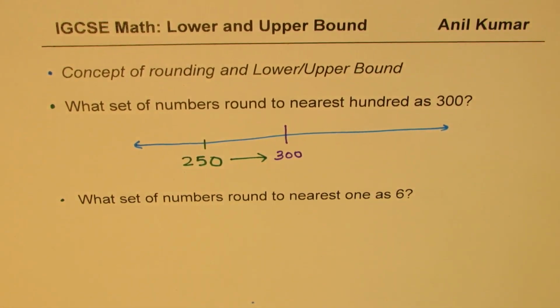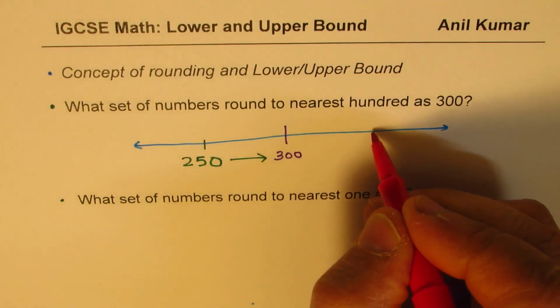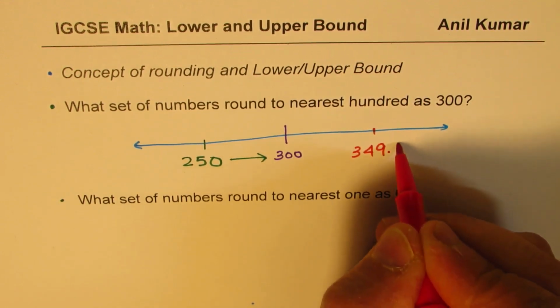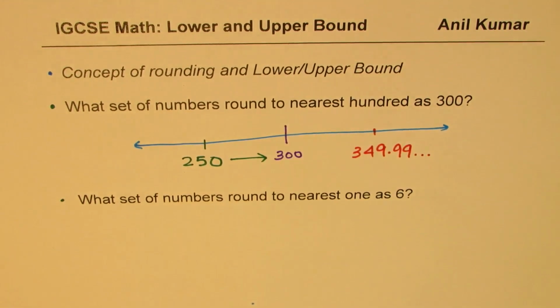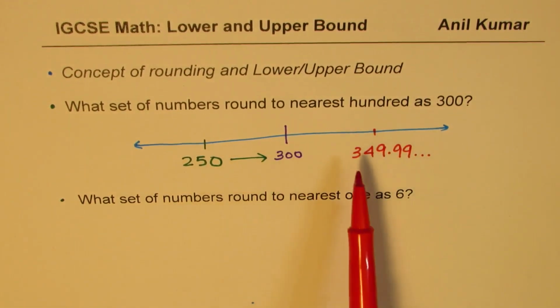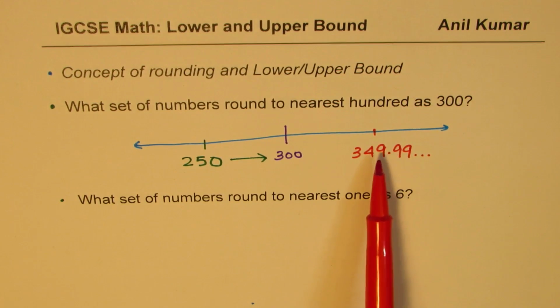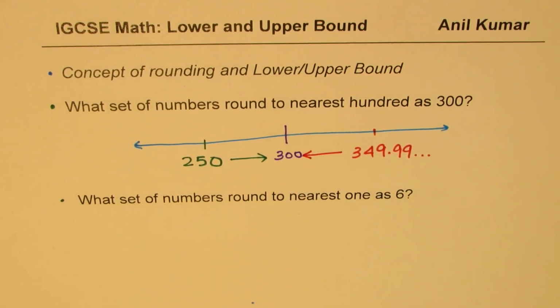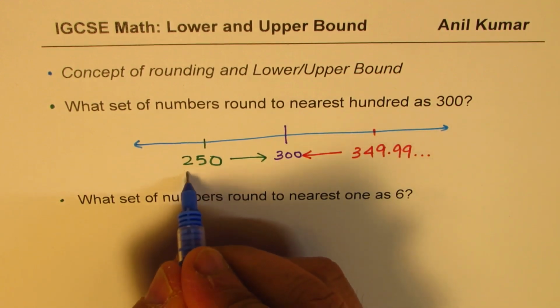And on the upper hand, the limit is 349.999, like this, correct? So on the upper side, 349 point whatever will actually round to 300, right? So that is our rounding principle, correct? All these numbers round to 300. Now when we talk about upper and lower bound, then this lower limit 250 is termed as the lower bound. So this is the lower bound for us.